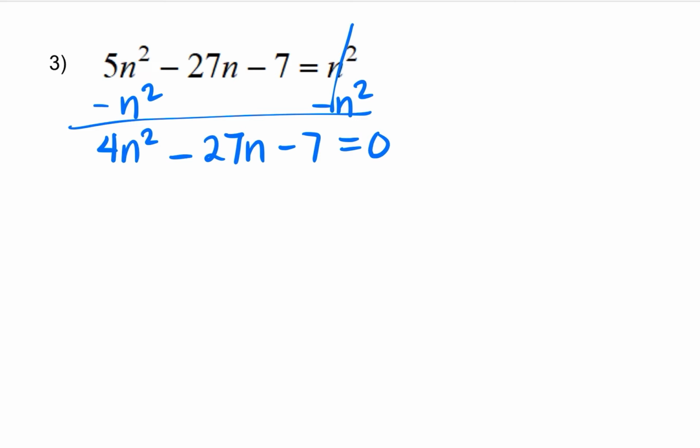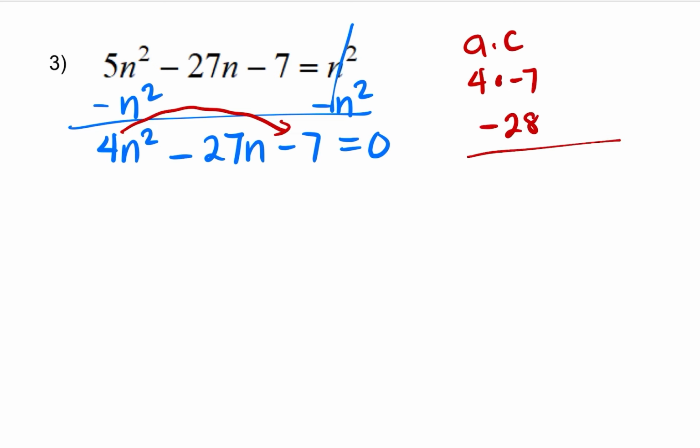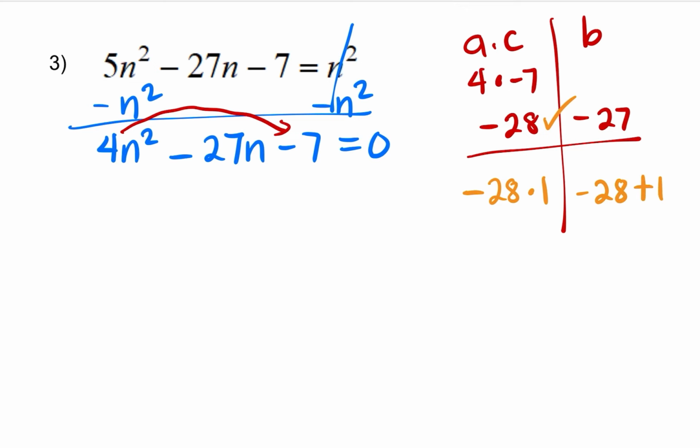Again, I am going to use split the middle, so I'm going to multiply a times c. That would be 4 times negative 7, which is equal to negative 28. The b value is the middle term, which is negative 27. So what factors should I be using? So I'll use negative 28 times 1. I'll multiply that. That gives me negative 28. Negative 28 plus 1 is negative 27.